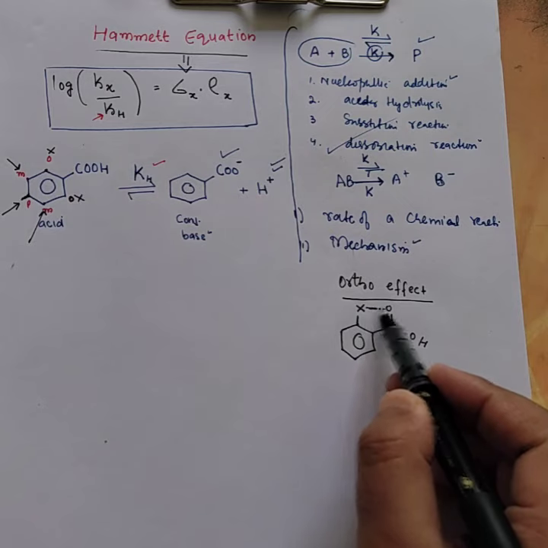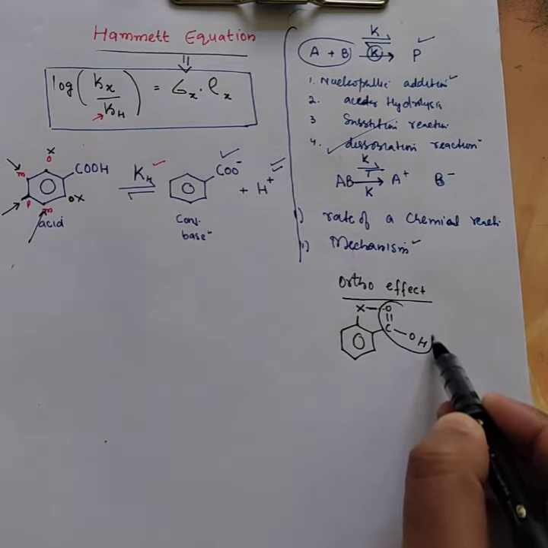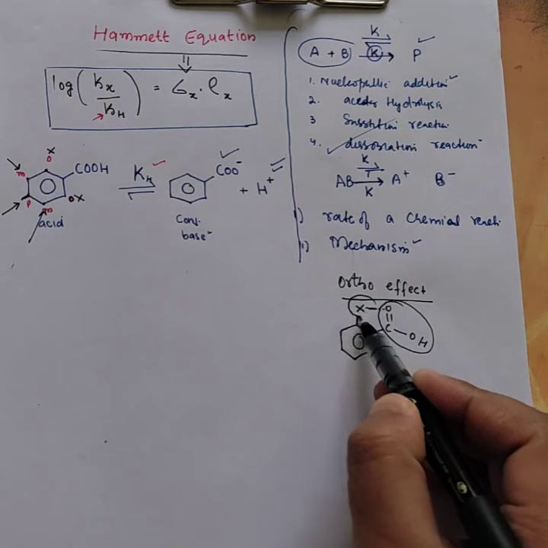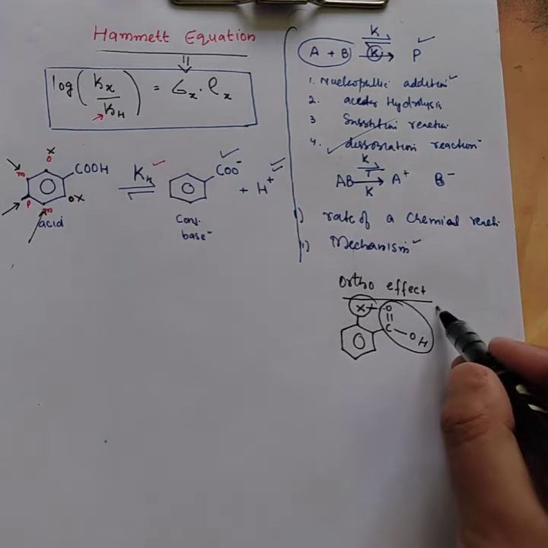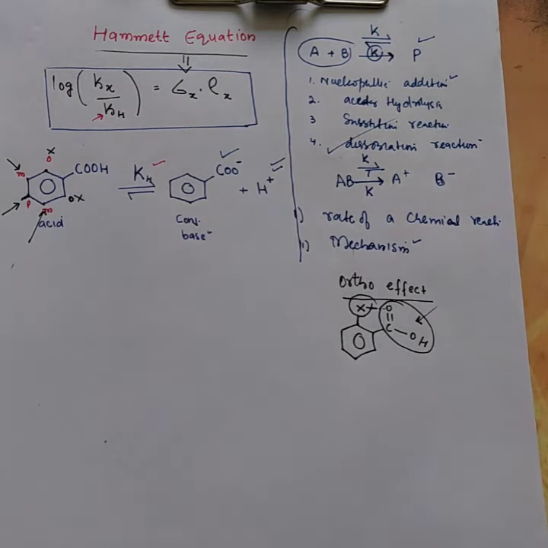some interaction with this group, because they are in close proximity. They always have the interaction, whether it's hydrogen bonding, steric interaction, or a weak interaction, whatever. They have the interaction. And the result is that it has been seen that the acidity of carboxylic acid always increases because of the ortho effect.